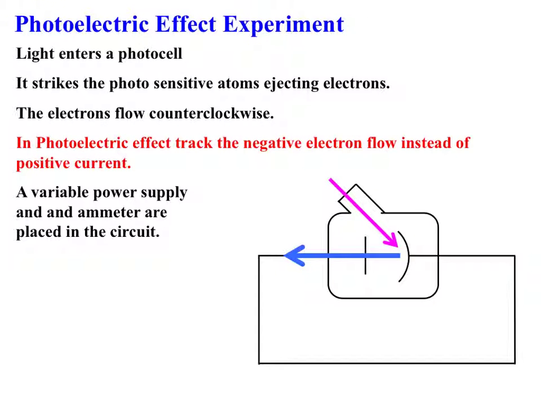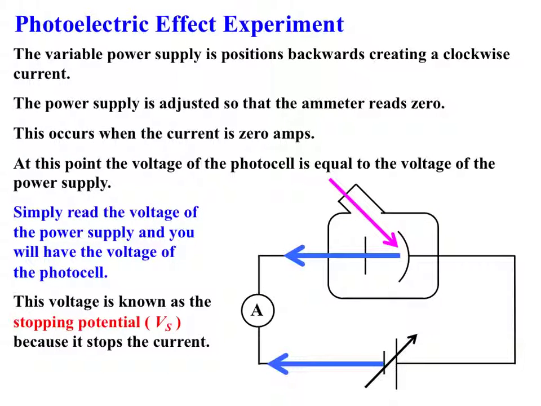Now here it's actually going to be important to understand that the photoelectric effect tracks the negative electron flow instead of the positive current like we've seen in circuits. Again, light's coming in, making the electrons pop off of this plate, this photocell, and then those electrons are going to travel through my circuit. Now we're going to place a variable power supply, meaning a generator that we can control, and an ammeter, again, which reads current, into the circuit. Now we have what's called a photoelectric effect experiment.